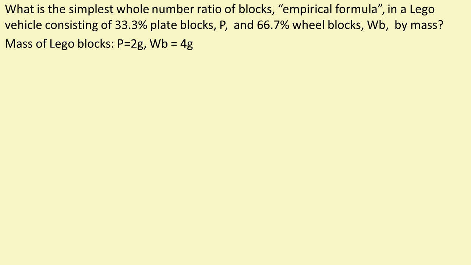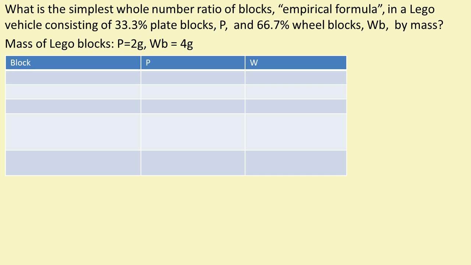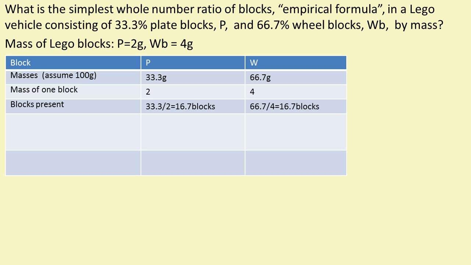To help solve the question systematically, it helps to draw a table and have a standard set of steps to carry out. Firstly, create a column for each of the blocks. Then write the masses assuming you have a total mass of 100 grams. Then write the masses of the blocks. Calculate the number of blocks present. The equation you'll use is total mass of blocks divided by the mass of one block. This will give us a ratio of plate blocks to wheel blocks. Using the ratio of blocks, now calculate the simplest whole number ratio of blocks.